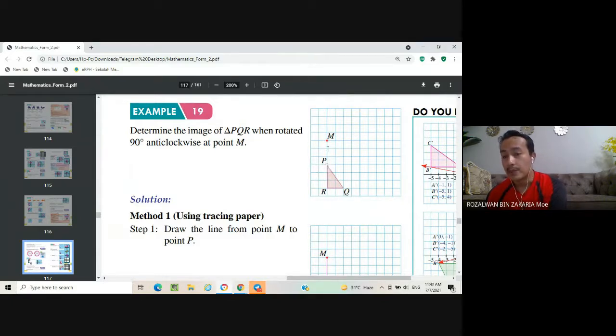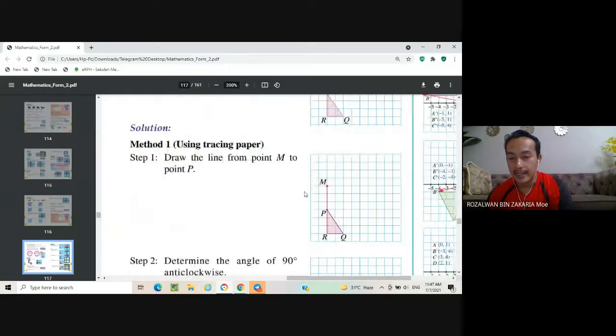So you have to use a protractor. Put the protractor at the point M here, then you have to measure the angle 90 degrees here. After you measure the angle 90 degrees, you mark this point, and this point you have to join with the point M here, making a straight line, like this one.